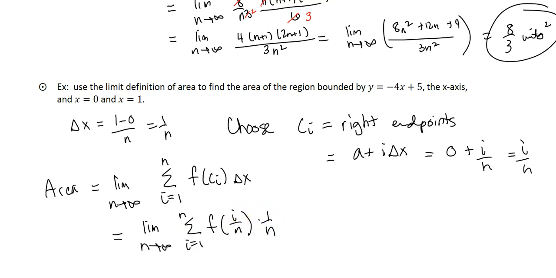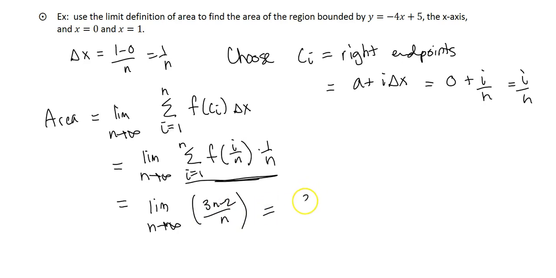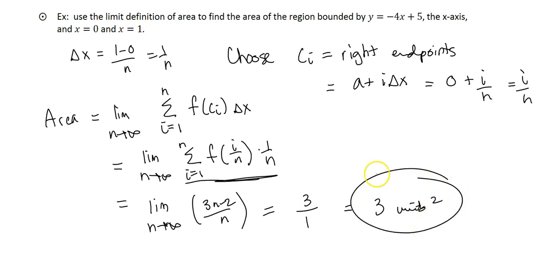And we've actually already found this sum in the last video, so I'm not going to go through the algebra of that again. We haven't found the limit, though. From the previous video, we know that this sum is equal to 3n minus 2 over n. So again, since we have the same degree, this is going to be 3 over 1, or 3 units squared. So that would be the area of that shape.